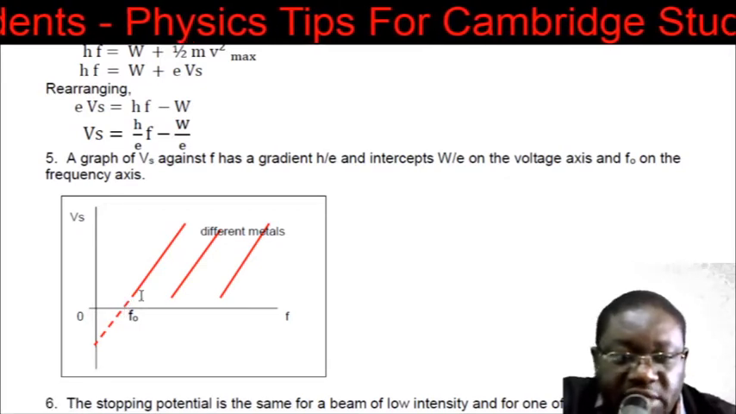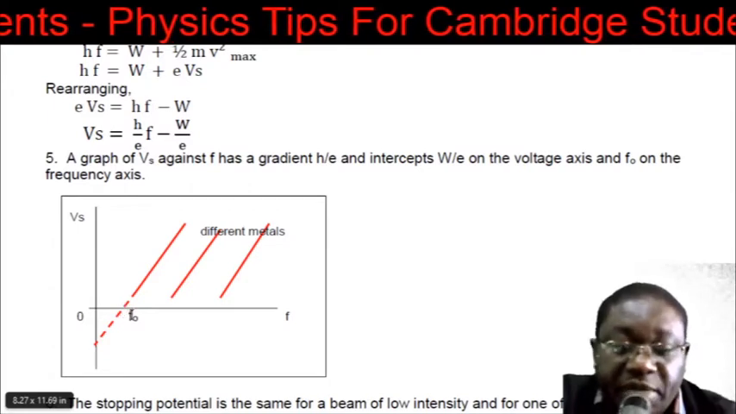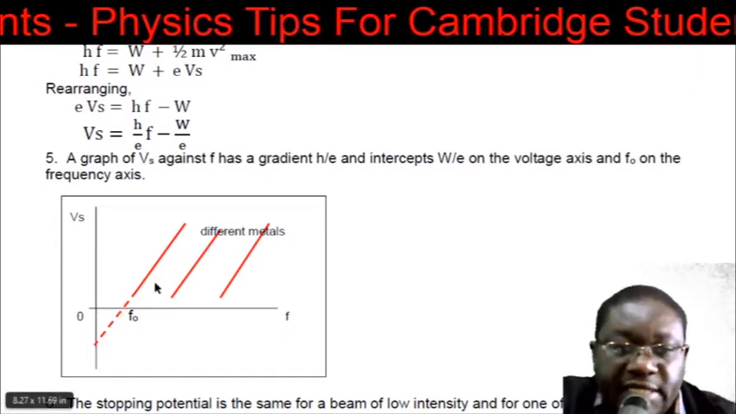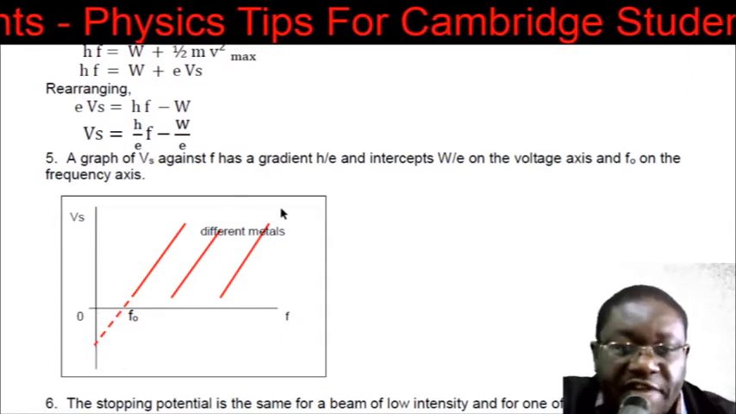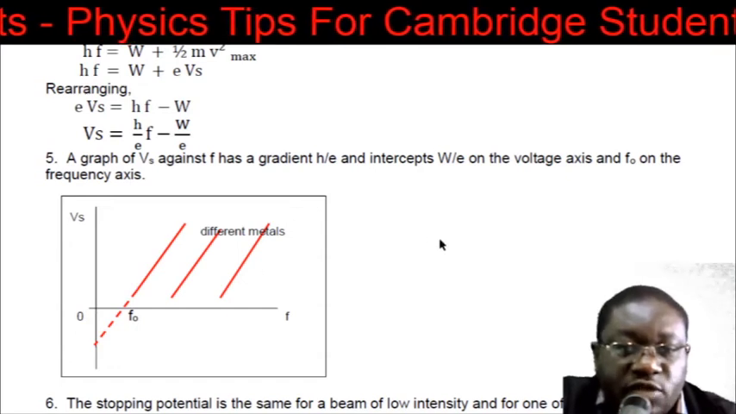That value is the threshold frequency. So the threshold frequency depends on the material. It's a property of the material. Different materials have different threshold frequencies, hence different work functions. Remember, work function also is dependent on the threshold frequency. Work function is equal to hf naught.